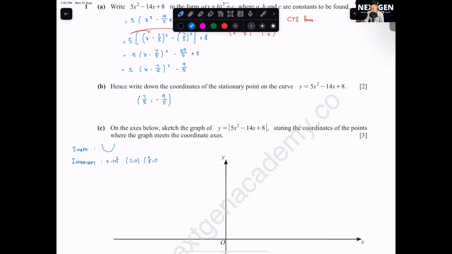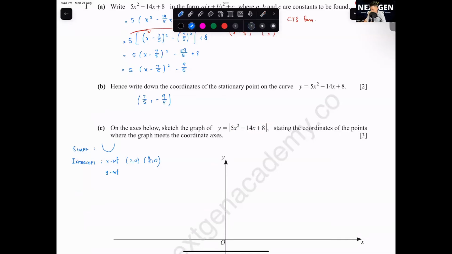Don't waste your time doing all the working and factorizing. You don't have time in your exam. Whatever you can use the calculator for, please leverage it. Third one, we need to find our y-intercept. The y-intercept is when x equals 0. Actually, you can ignore this one because it will become 0. Your y-intercept will just be 8.